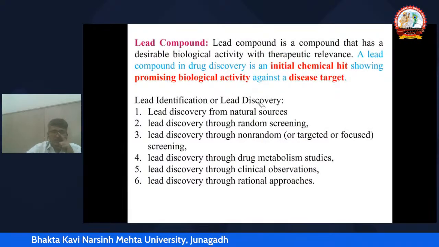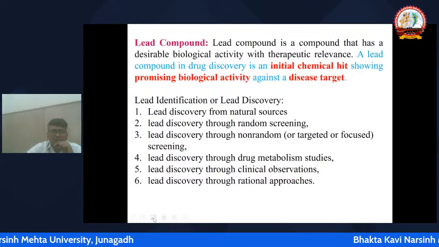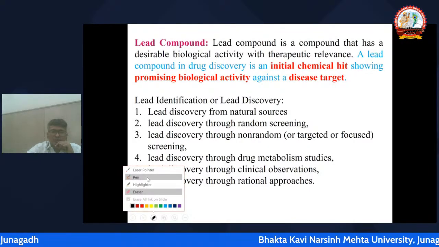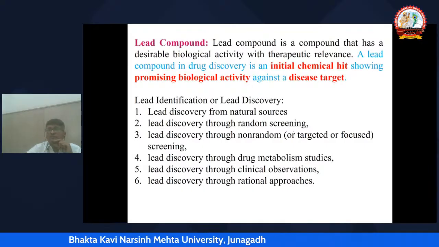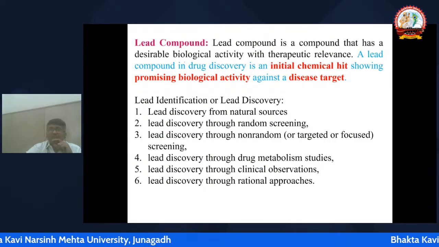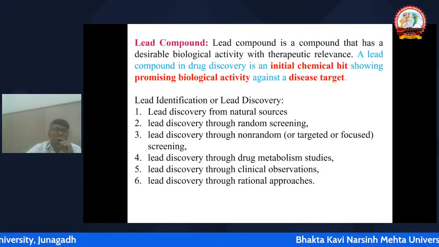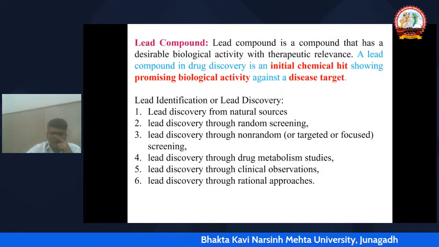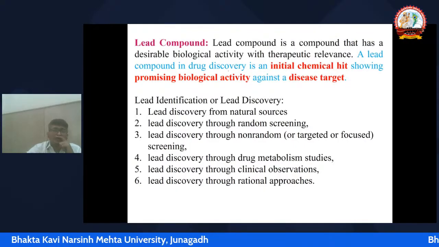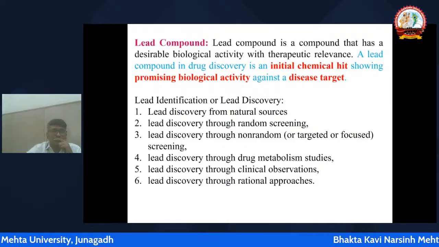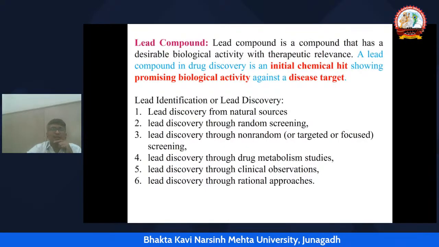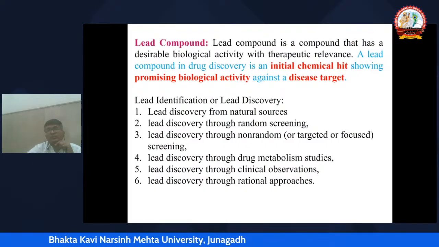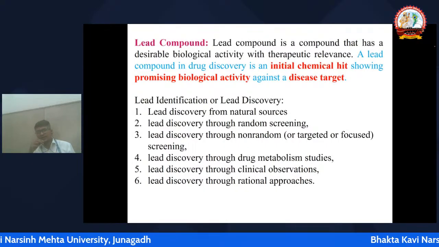So first we have to know what a lead compound is. A lead compound is a compound that has a desired biological activity with therapeutic relevance. Biological activity means the type of activity, such as anti-cancer, antiviral, antibacterial, and a compound relevant to that particular desired biological activity is known as a lead compound. So a lead compound is an initial chemical hit showing promising biological activity against a disease target.